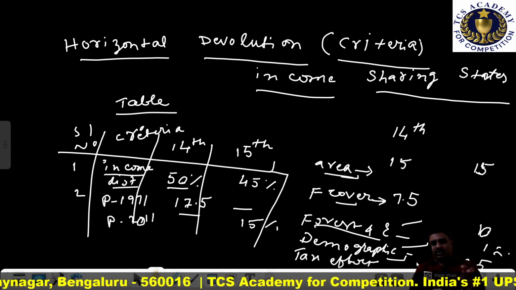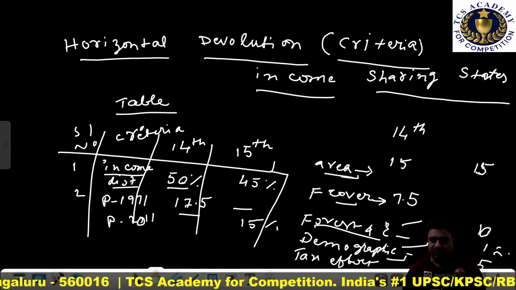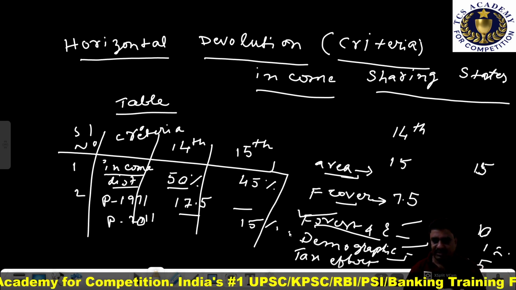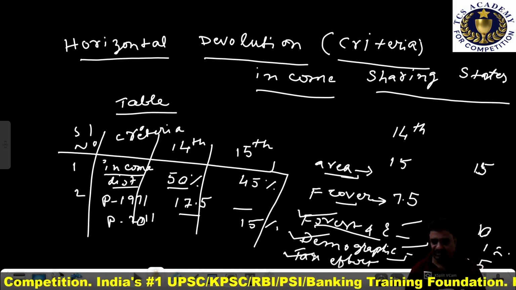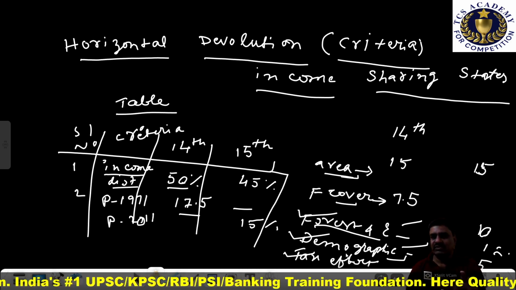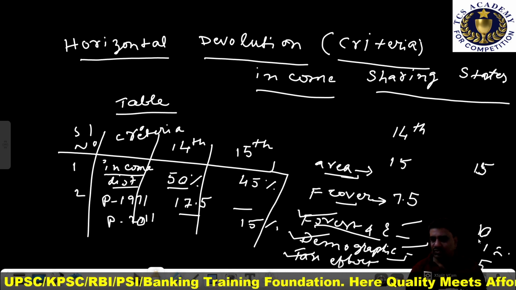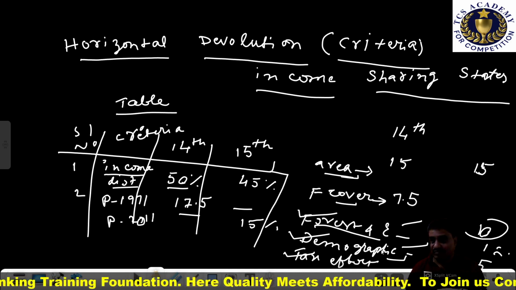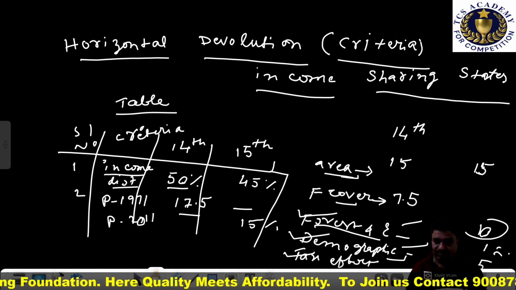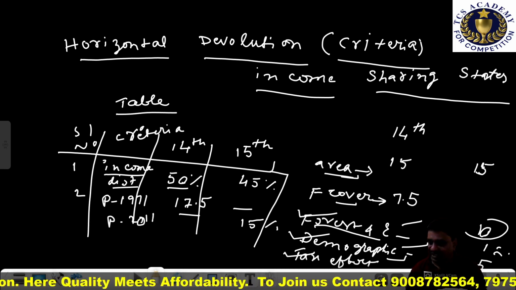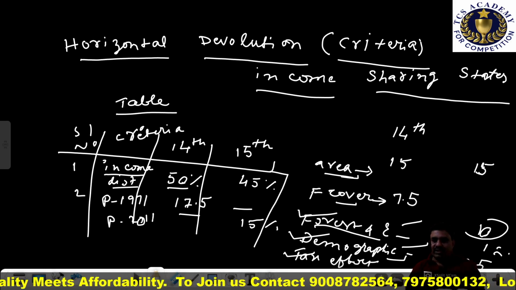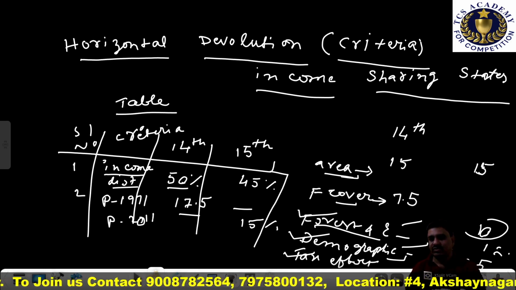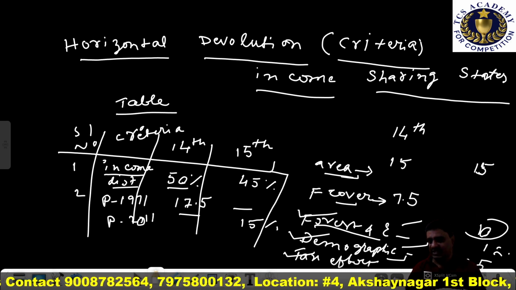So forest and ecology, demographic performance, tax effort: these are the three new criteria given by the 15th Finance Commission. Forest and ecology has 10% weightage. Demographic performance has 12.5% weightage. Tax effort has 2.5% weightage. So that's all about the 15th Finance Commission of the country.